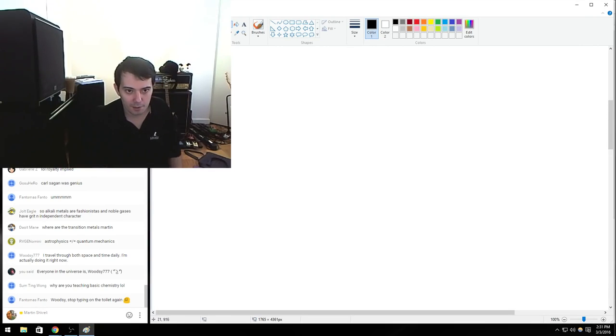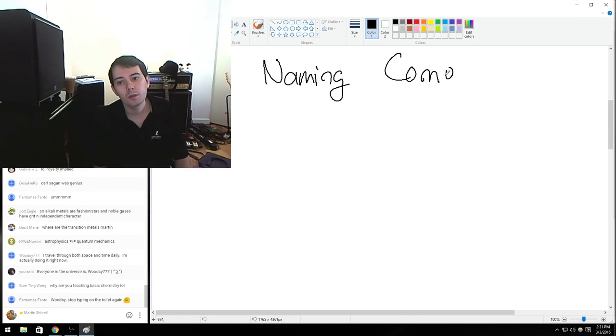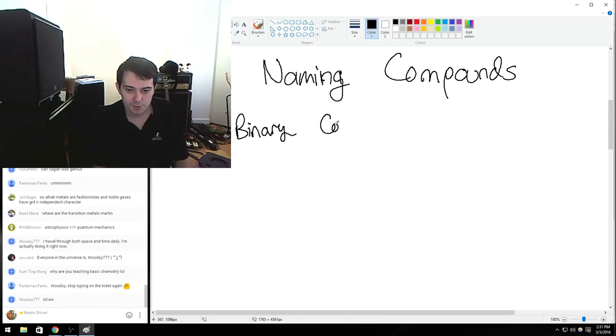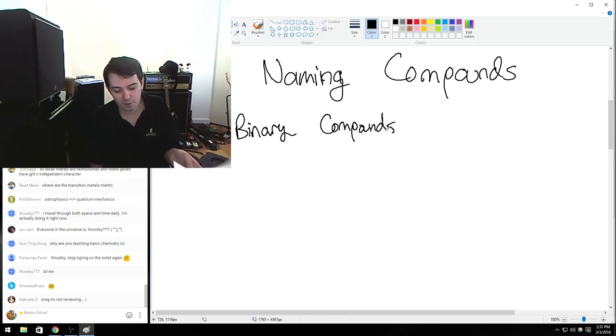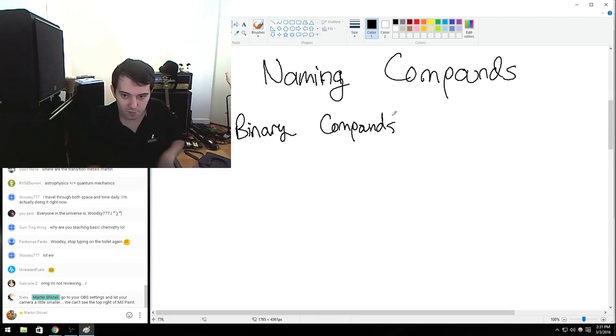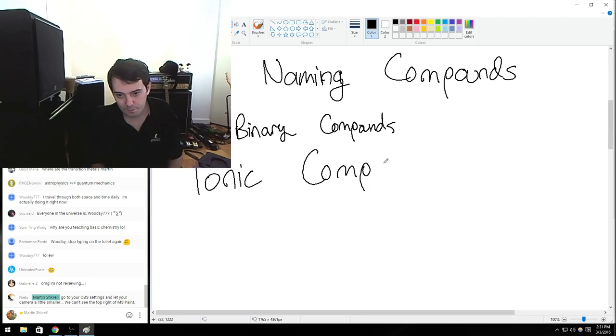So naming compounds, we're almost done with this chapter. This is the last section. It's called naming compounds. We're going to go through this, and it's going to be a little painful, but it's going to be satisfying because we're going to learn how to name some elementary compounds. And we're going to call them binary compounds. There are some rules in naming compounds, and some of them are not easy. But the first kind of compound I want to learn is how to name an ionic compound.